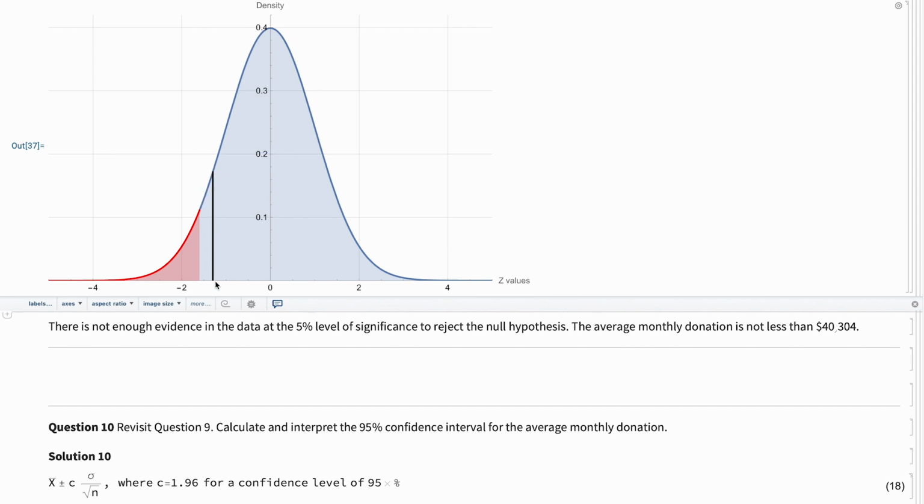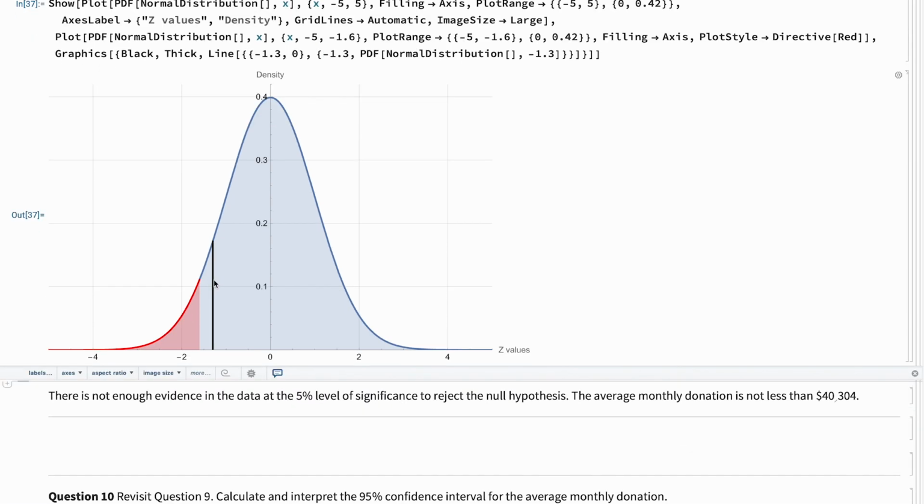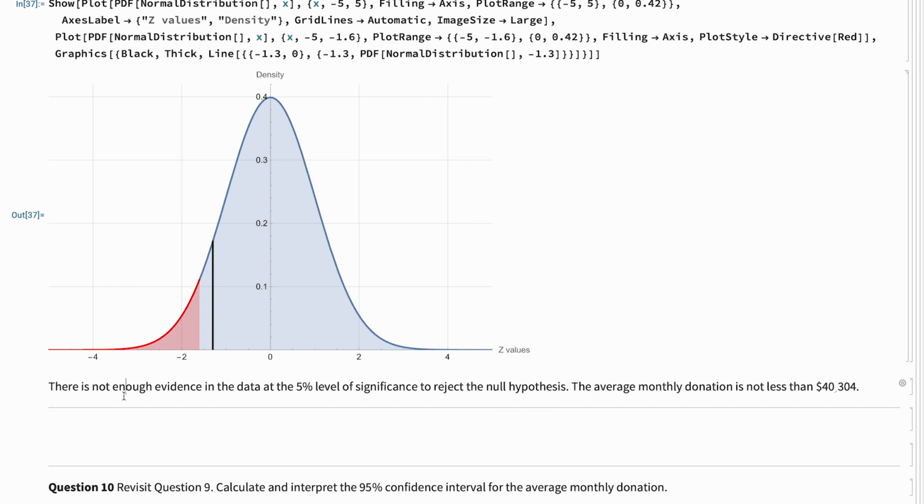But look what I found. This is what I found. I found negative 1.3. That is not in this zone of rejection. So I'm going to say there is not enough evidence in the data at the 5% level of significance to reject the null hypothesis. The average monthly donation is not less than 40,304 by the sample that I've taken.